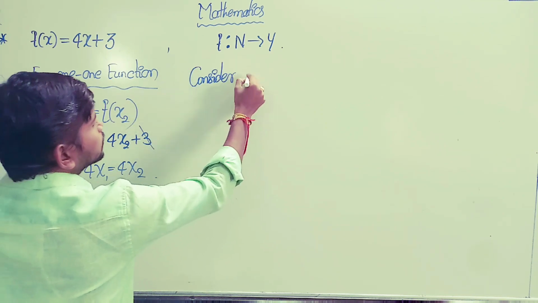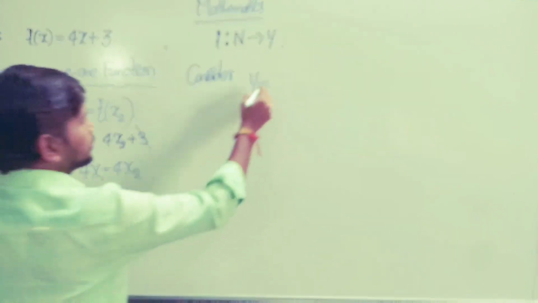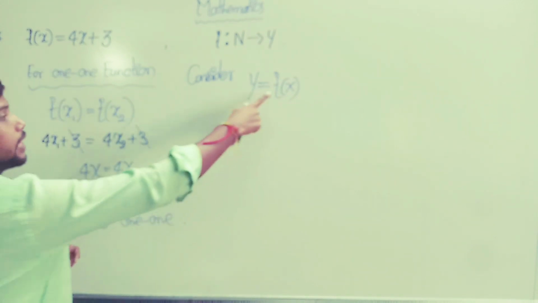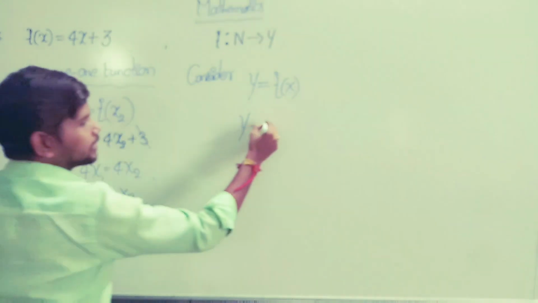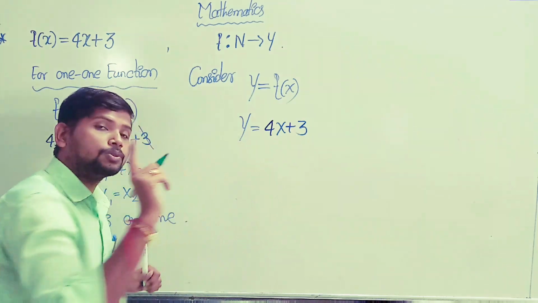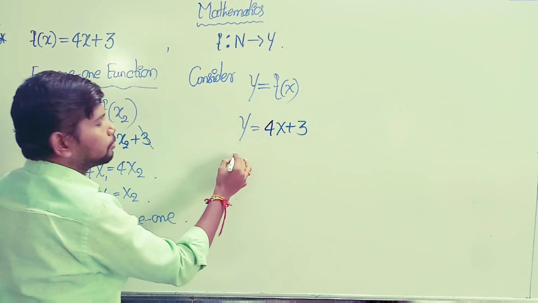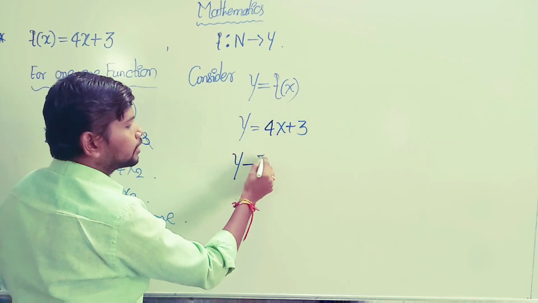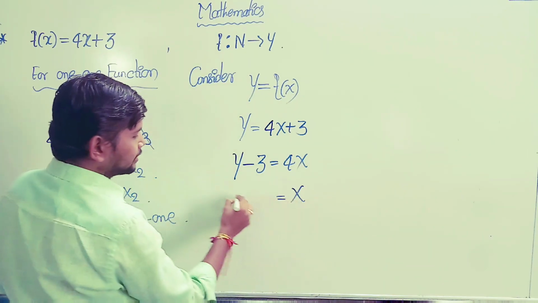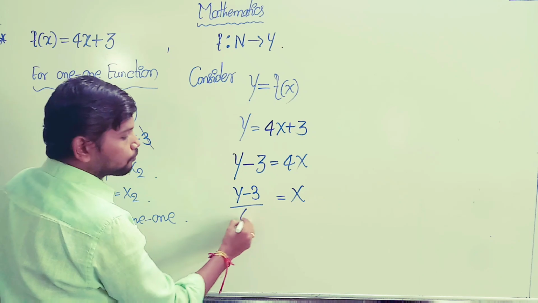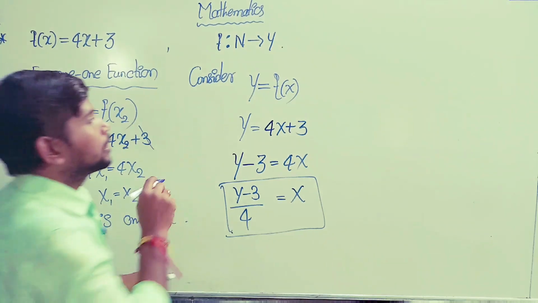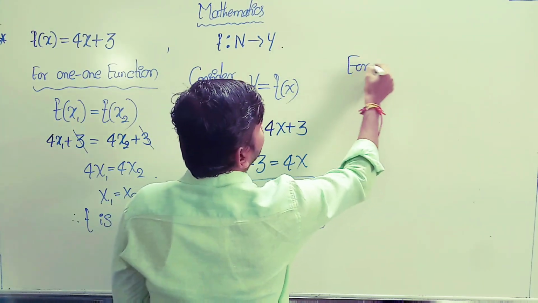I'd like to consider y is equal to f of x. What is our f of x? Yes, it is 4x plus 3. Try to understand, students. It is y in terms of x. You need to convert x in terms of y. How will it be? y, on the left hand side minus 3, is equal to 4x. Got it? After this one, x is equal to y minus 3 divided by 4. This is our x now. Got the point clearly? Now I'd like to check it for onto.